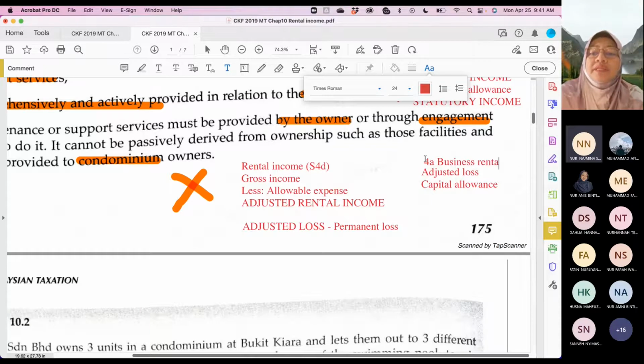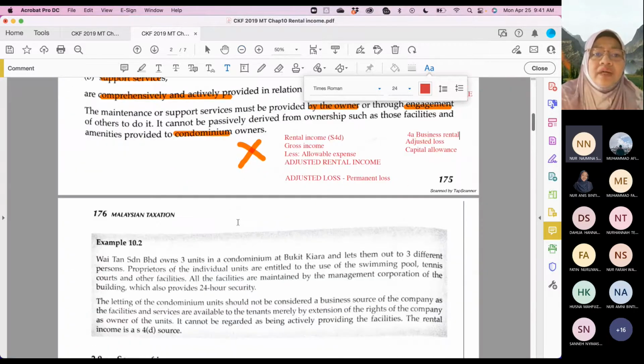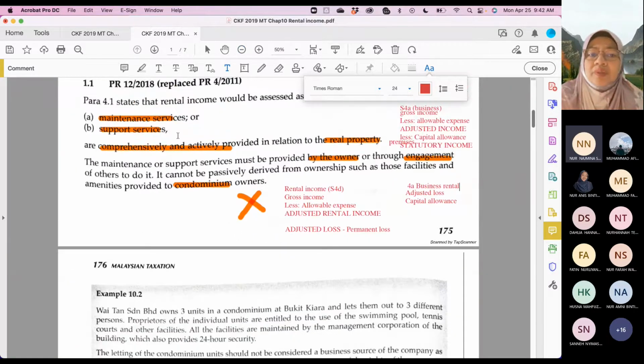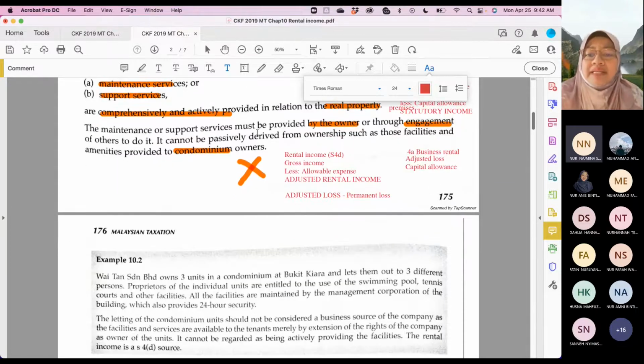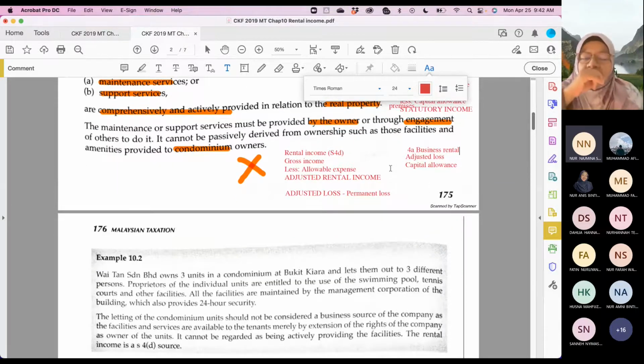Your rental income to be assessed under section 4A, we try to make sure that the maintenance service or support service is provided comprehensively and actively. If you don't, then we advise the client to do this, so that it can be assessed under section 4A.